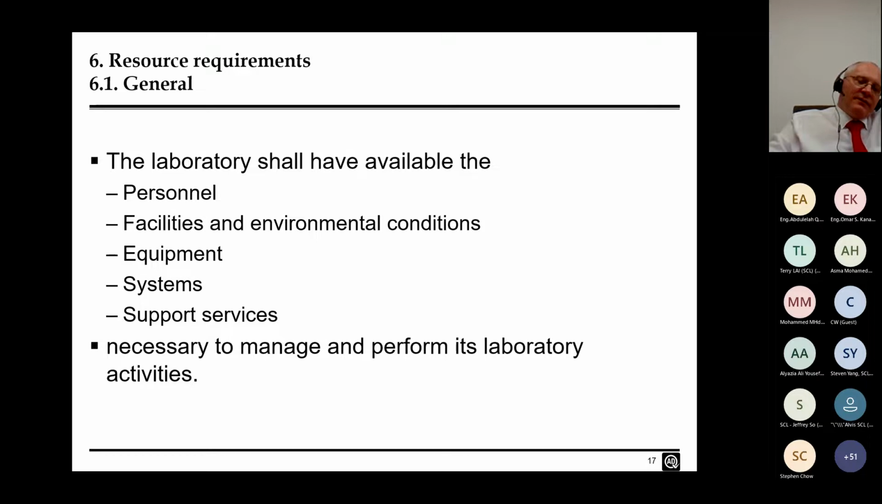What are the most important things? If you're going to do calibration, you need personnel. You need some facilities with suitable environmental conditions. You need to have the right equipment. You need to have systems, procedures, software in place, and you need some support services. So you need to have all of these in place, necessary to manage and perform your activities.